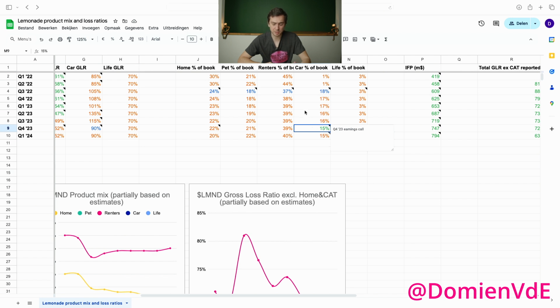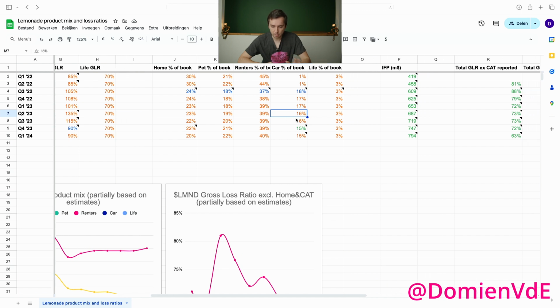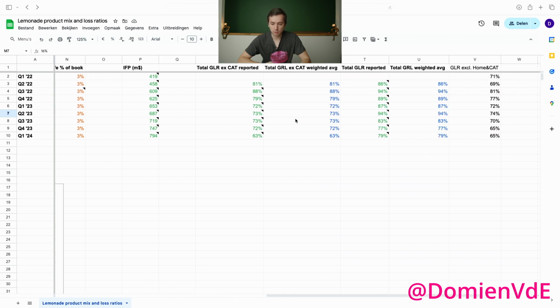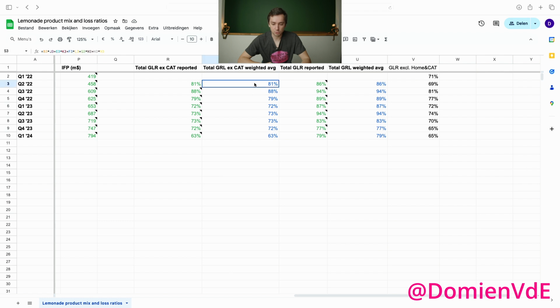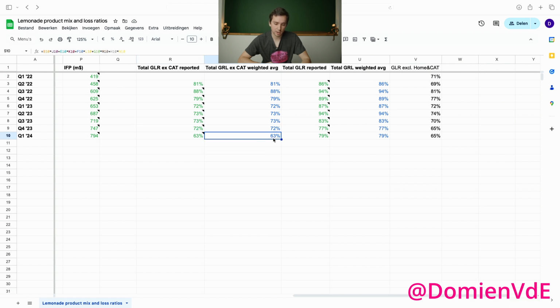And all these numbers here are chosen in such a way that they match everything we know, right? So every time I'm calculating those two weighted averages, one excluding the cat events and one including the cat events, it always must come out to the right number. So you can see these are the same, these are the same, these are the same, right? The weighted average should always match the reported numbers. If it doesn't, then I changed something here.